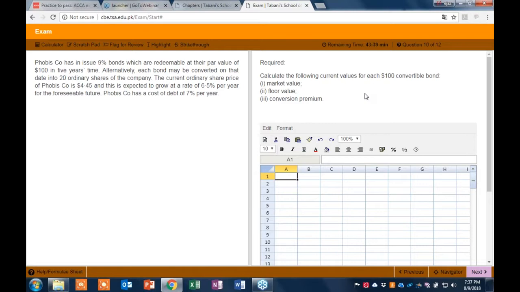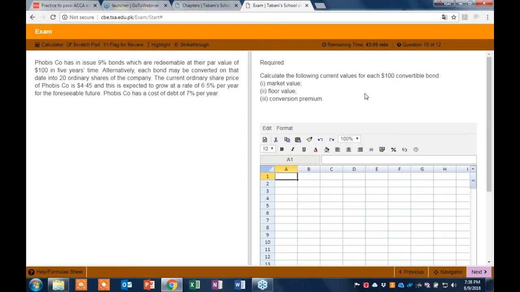Calculate the following current values for each $100 convertible bond: the market value of the convertible bond, the floor value of the convertible bond, and the conversion premium. So let's first calculate the market value. As I told you, the market value or the price of any debenture or share depends on its future gains.